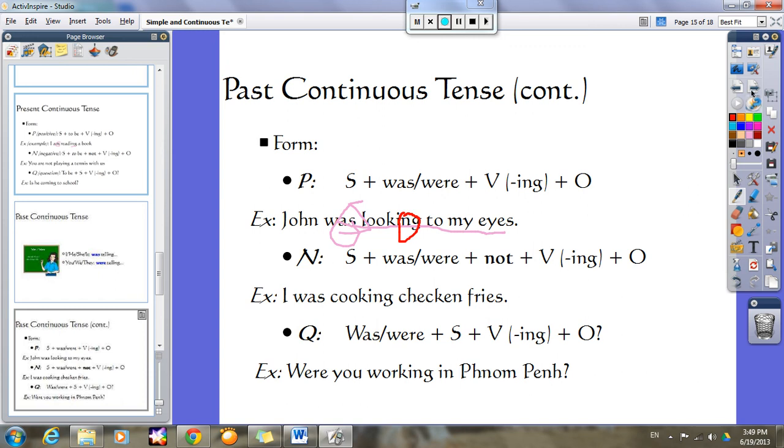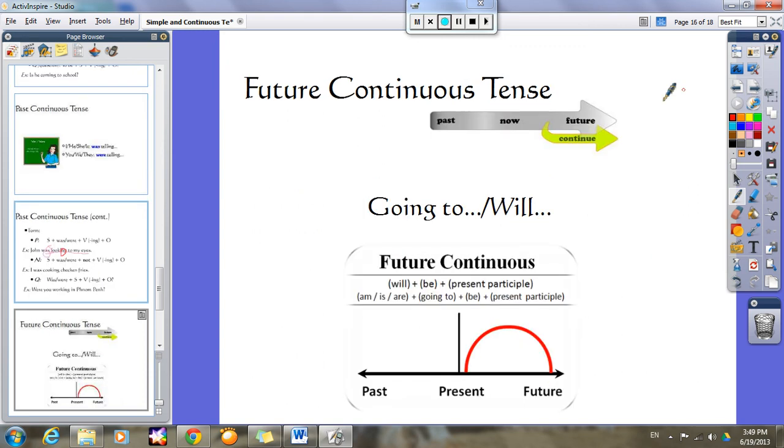Let's pass to the next slide, and this slide is about future continuous tense. It is in the future. Actually, before coming to it, there are also two kinds of future continuous tense: will be doing, and be going to be plus doing, I mean verb ing.